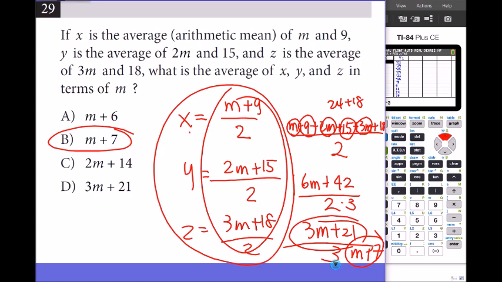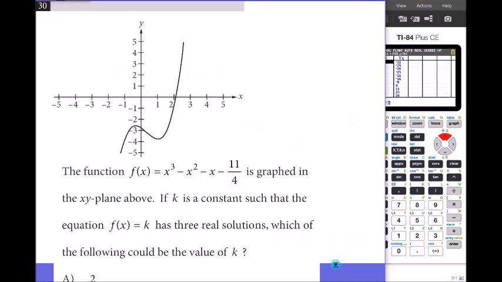On the SAT, you don't necessarily lose points because you don't know how to do the question. A lot of times it's just a little thing that you forgot to do.